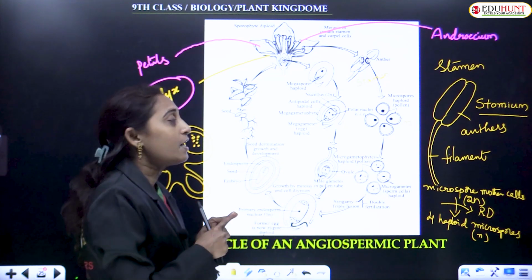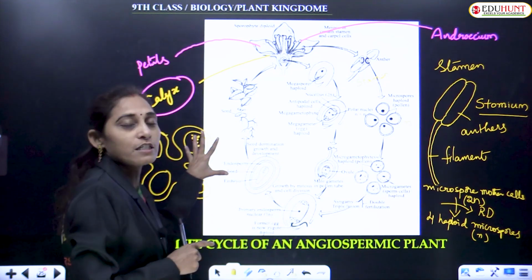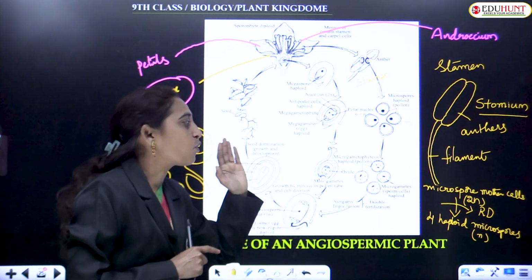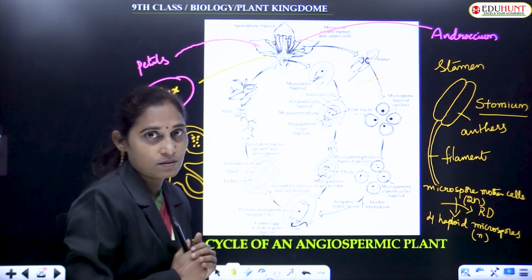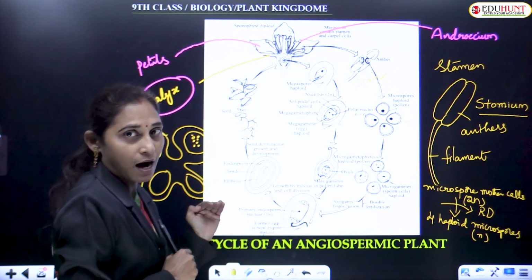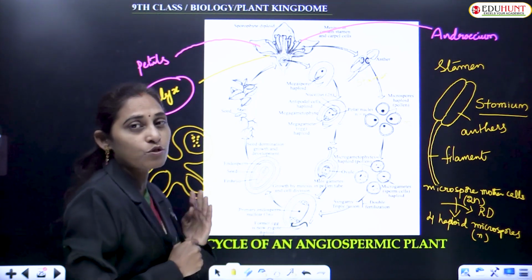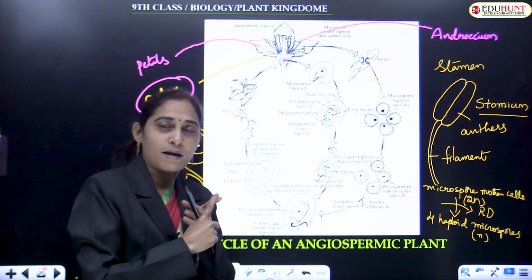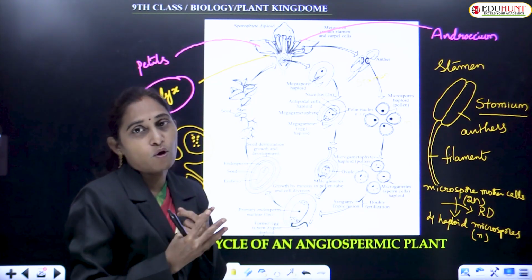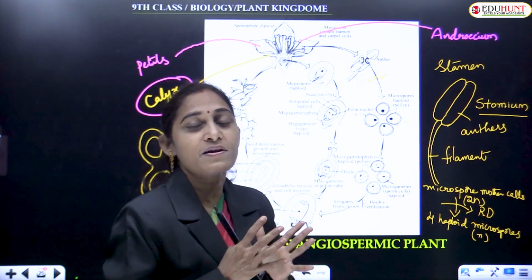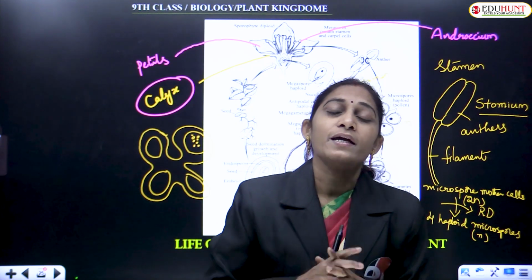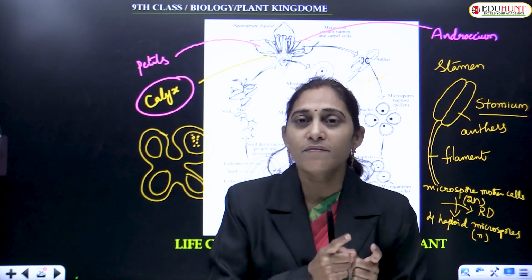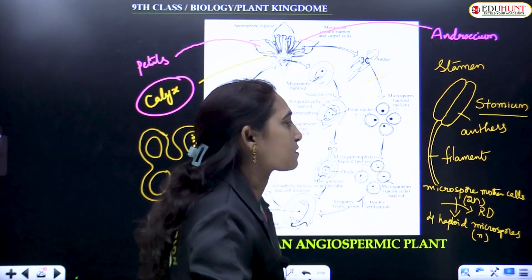And this anther consists of sporogenous tissue, fertile tissue, and this sporogenous tissue develops the spore mother cells or the microspore mother cells. And these microspore mother cells undergo reduction division to produce 4 haploid microspores. Okay? Each microspore mother cell will give rise to 4 haploid microspores. If there are 100 microspore mother cells, how many pollen grains or how many microspores result from 100 microspore mother cells? That is the question.